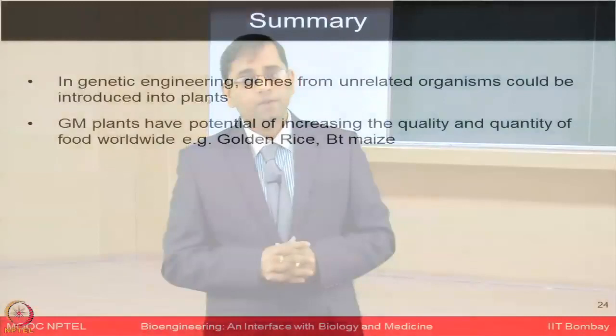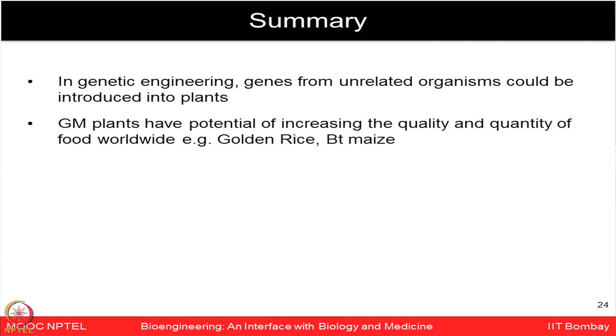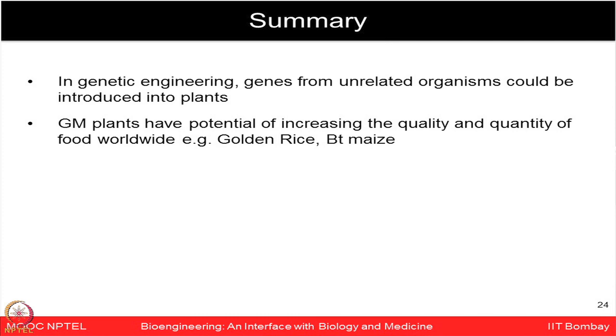In today's lecture, in summary, we have talked about how genetic engineering technologies could be used to move genes from one organism to another, and we have shown you a couple of examples, from salt tolerant plants to golden rice plants, and also crops having highly insecticidal resistance properties. Genetically modified plants definitely have a lot of potential for increasing the quality and quantity of food worldwide, and there have been many examples of BT crops. But as I mentioned, how to take these technologies forward and what their ethical and economic consequences are is an area of discussion, and one needs to be very open to look into the pros and cons of these technologies.